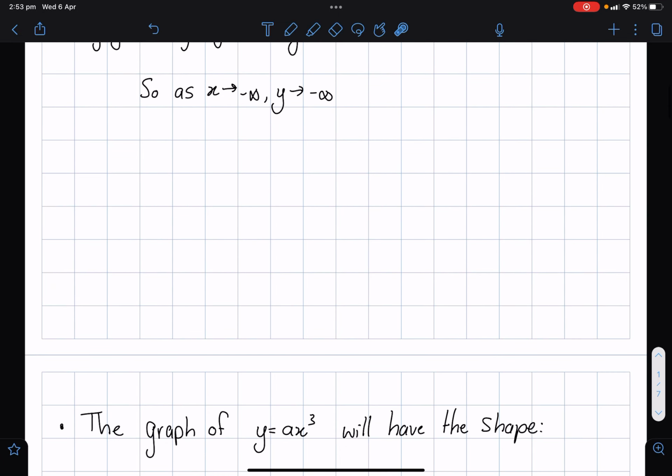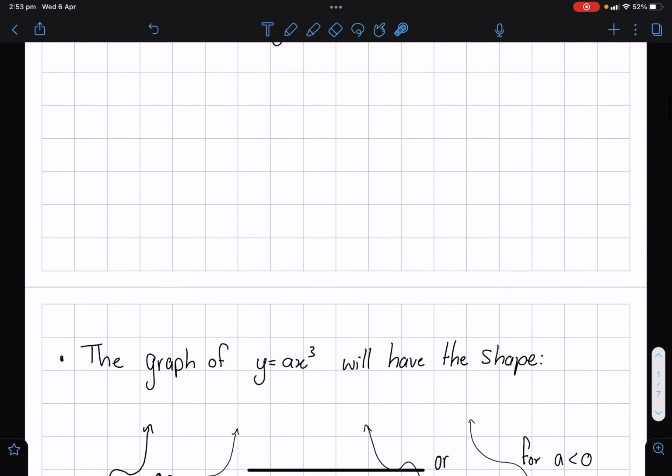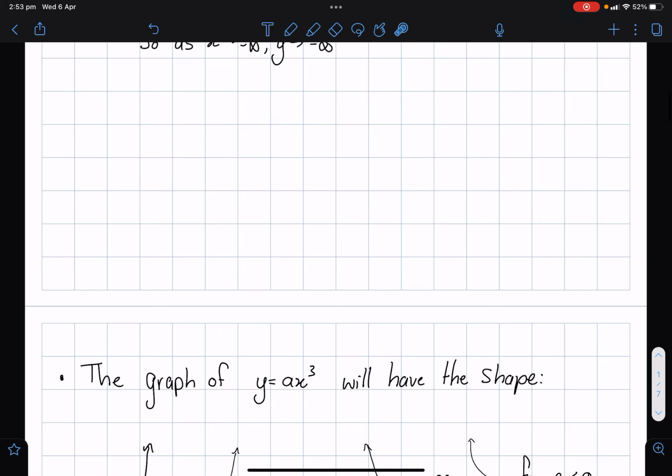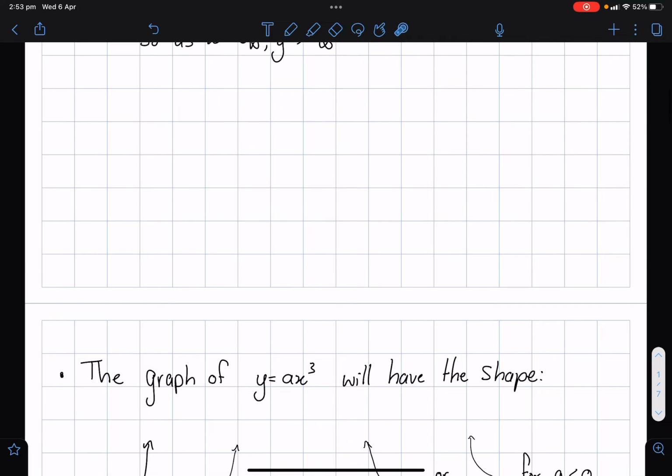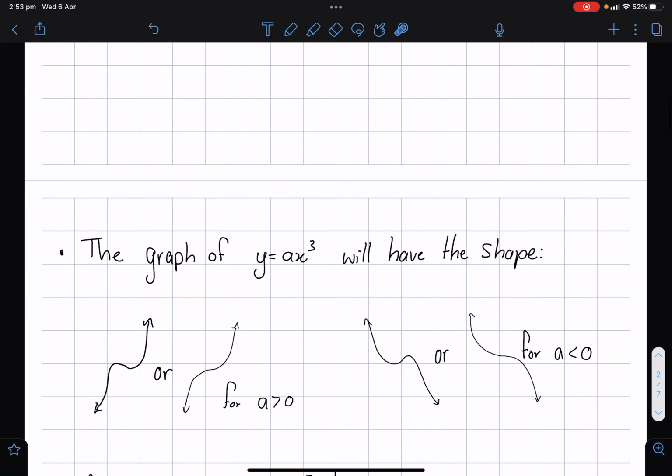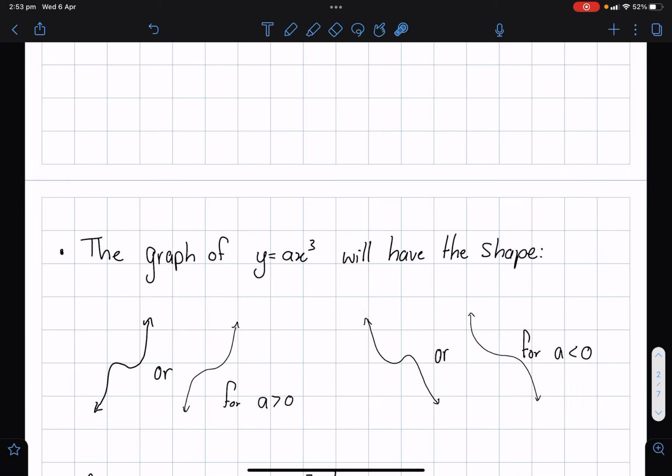So a few properties of y equals ax cubed. When we've got an unknown coefficient, this a coefficient will determine the shape that we have. So our two types of cubic functions, we can have it curvy like this, or we can have it where it's horizontal. But our starting point for our cubic function on the left will be down for a greater than 0, so it moves down to up. For a less than 0, it goes up and then down.